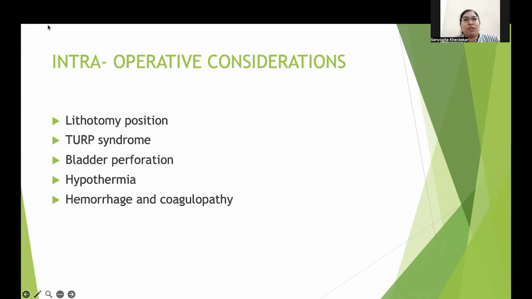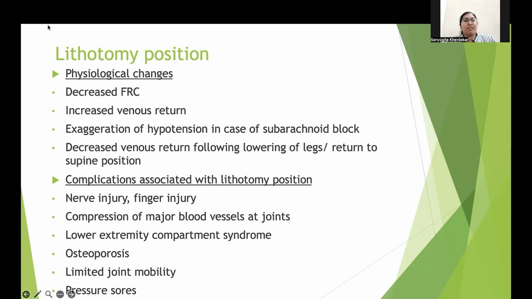Now coming to intraoperative considerations. Why is this surgery different? Because of lithotomy position, TURP syndrome, bladder perforation, hypothermia, hemorrhage, coagulopathy, all of these may happen intraoperatively. In the lithotomy position there is already a decreased FRC and increased venous return. In case of spinal anesthesia, the lithotomy position tends to exaggerate the hypotension or increase the level, and there is a decreased venous return following the lowering of the legs in the post-operative period when we return to supine position. Other complications include nerve injury, finger injury, compression of major blood vessels, and lower extremity compartment syndrome.